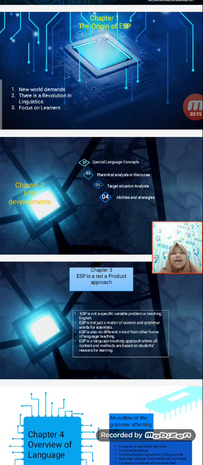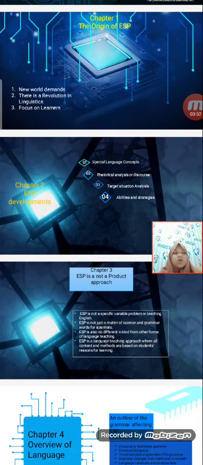And the last is abilities strategies. There are three tracks that underline the origin of ESP, namely needs. The first is need, the second new ideas about learning, and the last new ideas about language.